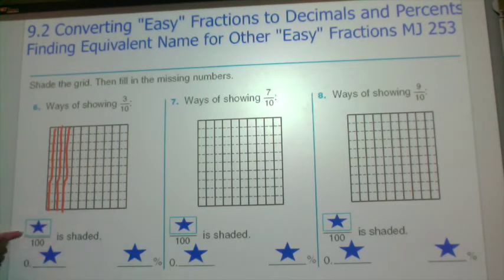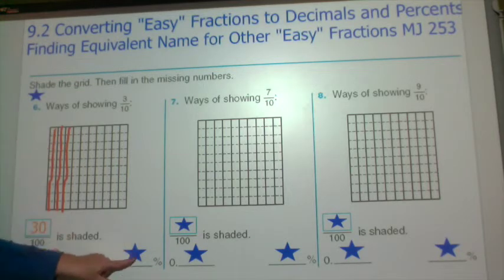It doesn't matter to me. How many parts out of 100 are shaded? Well, I have 10, 20, 30 parts out of 100 are shaded. Oh, look at this. I automatically know that that's going to be my decimal and my percent because my denominator is 100. So my decimal is 0.30. I would say that is 0 and 30 hundredths, which totally makes sense, and 30% here.